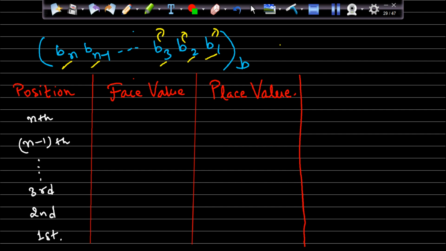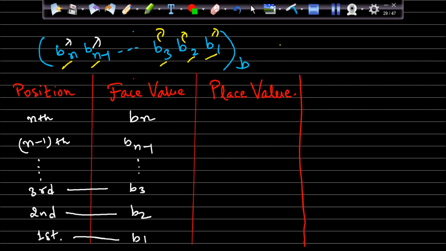So what is the face value at the nth position? Face value is b_n. What is the face value at the n minus 1th position? It is b_n-1. And so on. What is the face value at third position? It is b_3. What is the face value at second position? It is b_2. What is the face value at first position? It is b_1.